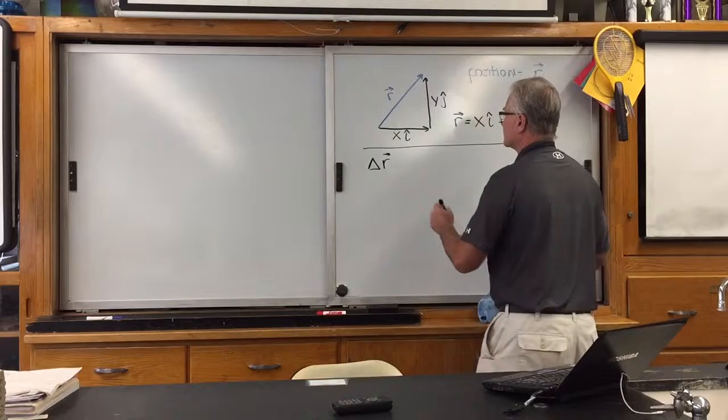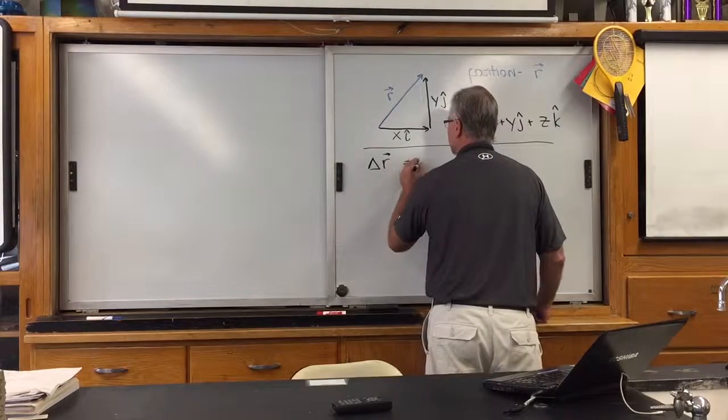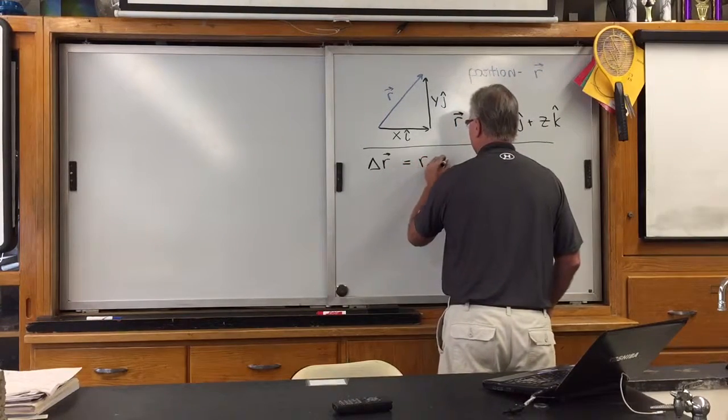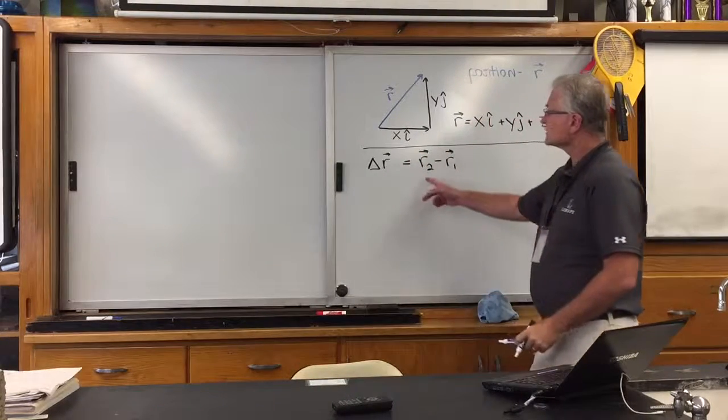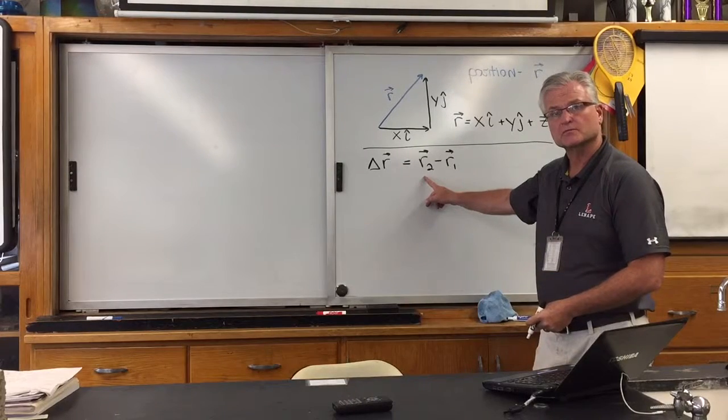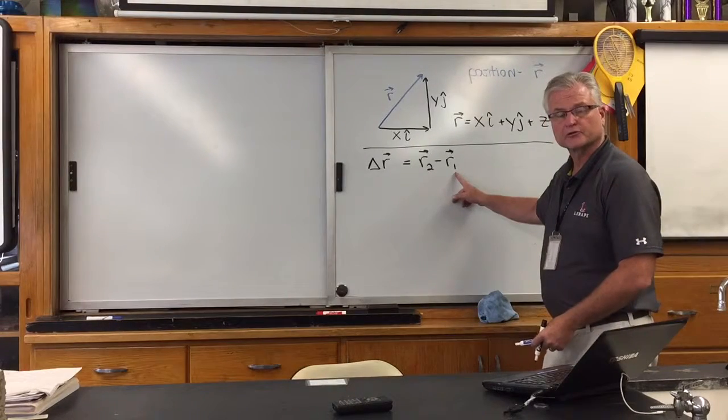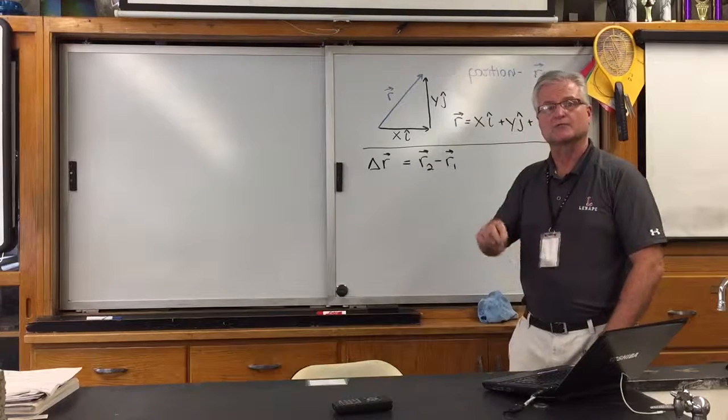So let's write this out. We know that the displacement vector is going to be two vectors. We need a vector R2 and a vector R1. Let's say this is our final position, and then this is our original position. So we need to have a minimum of two vectors.